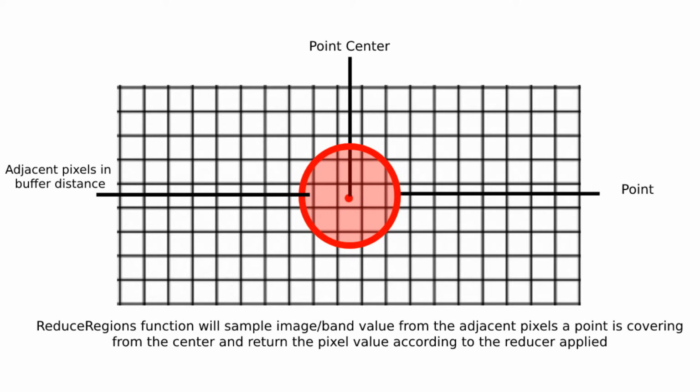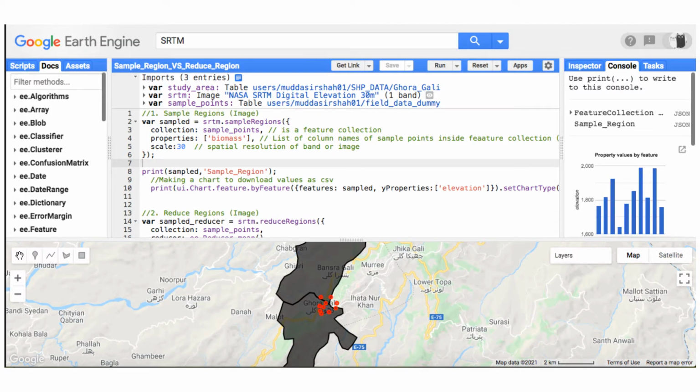If you use the sampleRegions function, it will record the band value of point center. But when you apply reduceRegions function and give a reducer, for example mean reducer, it will now consider mean value of adjacent pixels. By the way, I have a separate video in which I explained reducers in Google Earth Engine in detail. Please make sure to watch it, link given in description and card above. Let's get to the exercise.